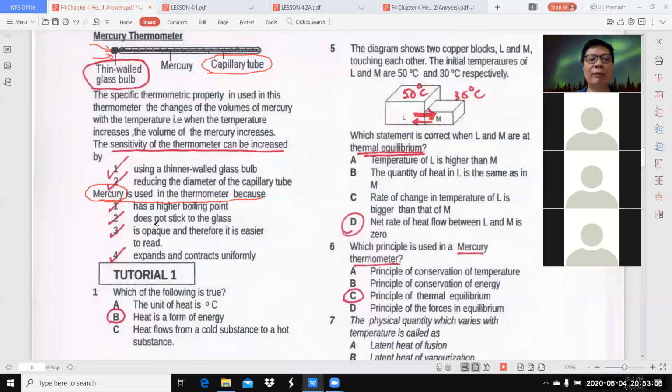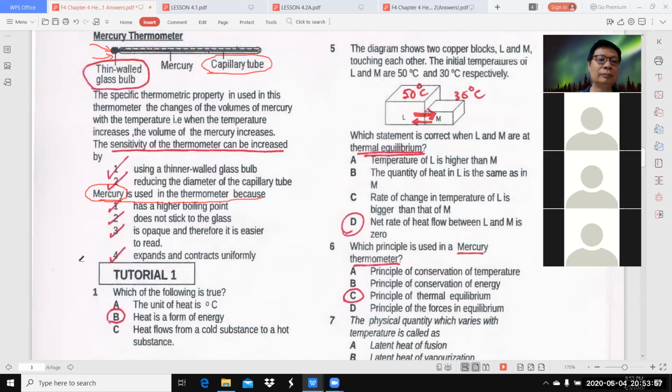The second reason is that it does not stick to the glass. Mercury will not stick to the glass, so it goes up, then it can come down. It never sticks on the glass, isn't it? So that is good. Once it goes up, it can come down, so you can still see very clean. Nothing sticks on the wall. Next is opaque. Opaque means not transparent. Not transparent means the light cannot go through. So it's opaque, therefore easier to read. When you take it out and want to read, it's not transparent, so it is easy to read. Mercury is opaque, so easy to read.